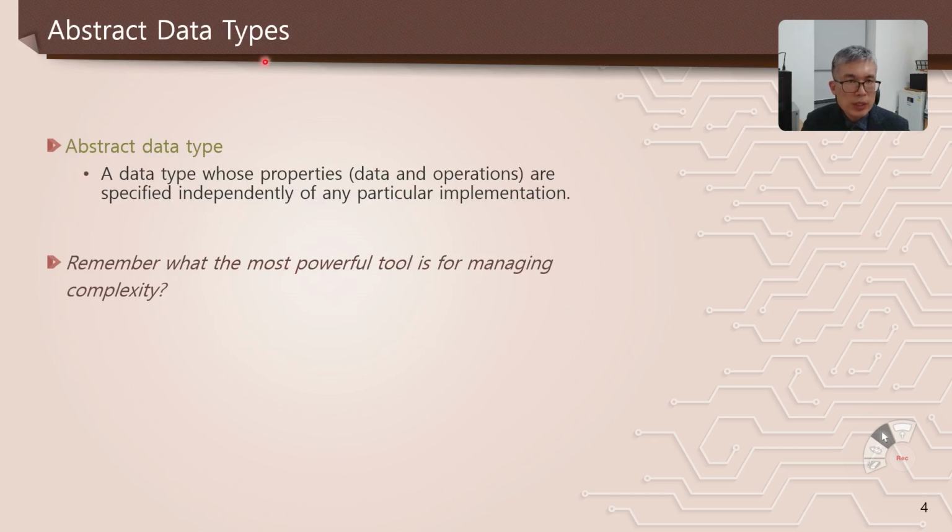So, abstract data types. An abstract data type is a data type whose properties, that is data and operations, are specified independently of any particular implementation. So we can implement an abstract data type using C, C++, Java, Python, something like that. Remember what the most powerful tool is for managing complexity.